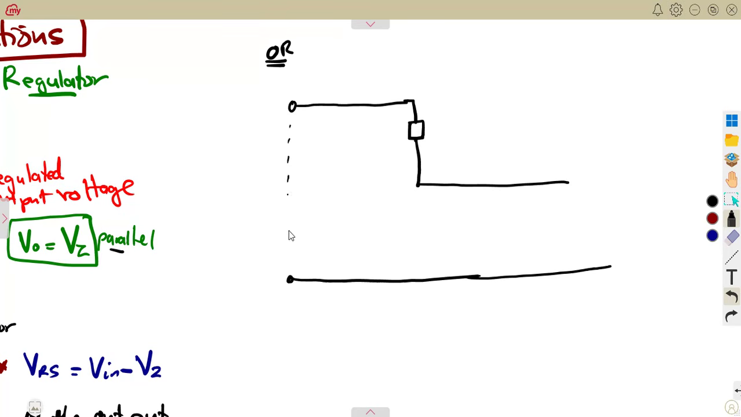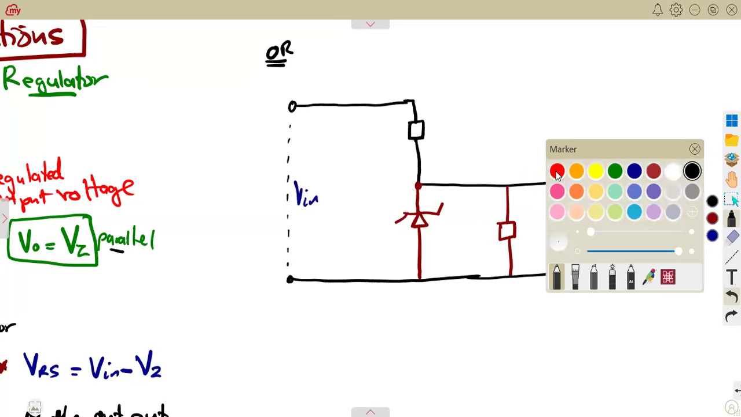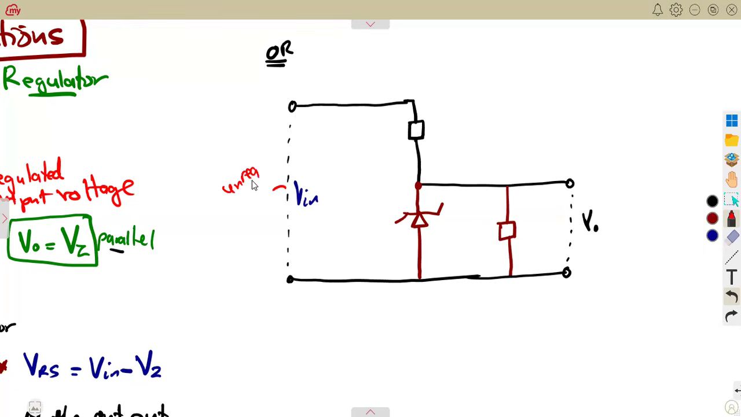So this is the input. Here we are at the input. This is our Vin, which is that unregulated DC voltage. Then we are going to have the Zener diode in parallel with what? The load resistor. Still, that's a series parallel combination at the output there. You're going to have Vout at these terminals. With the Vin, this is our series resistor, this is our load resistor, and that is our Zener diode.